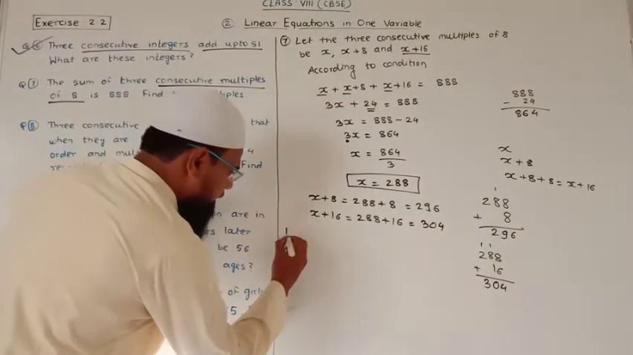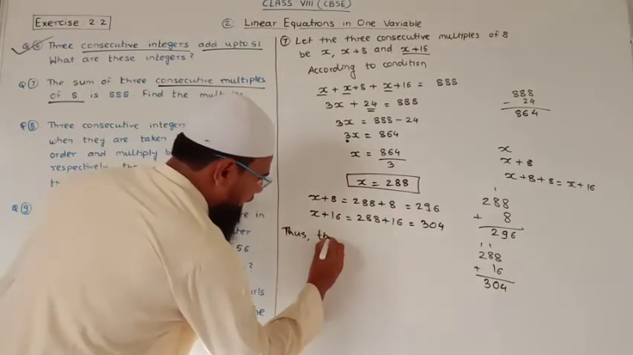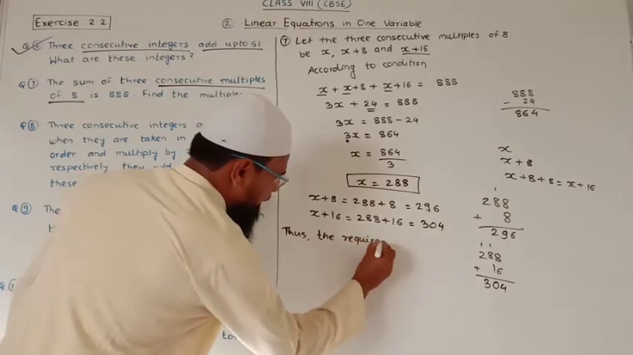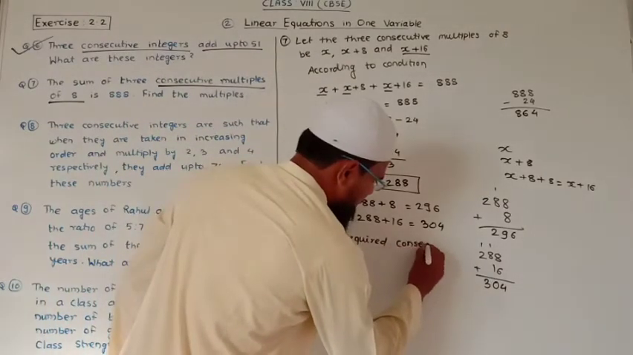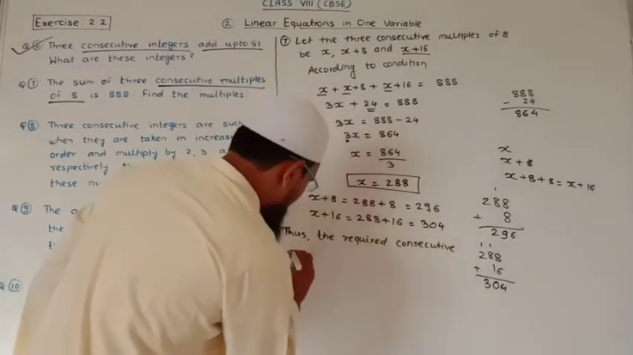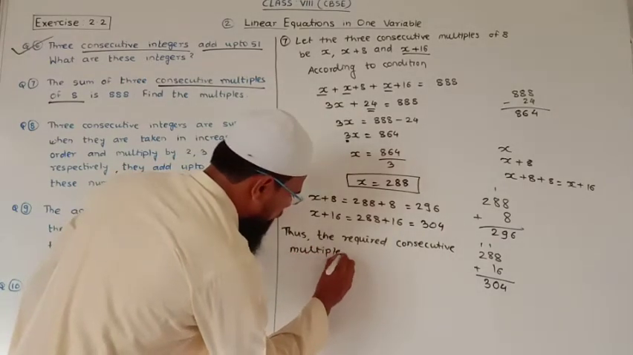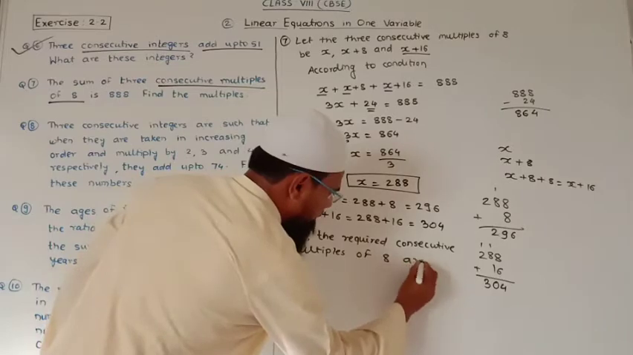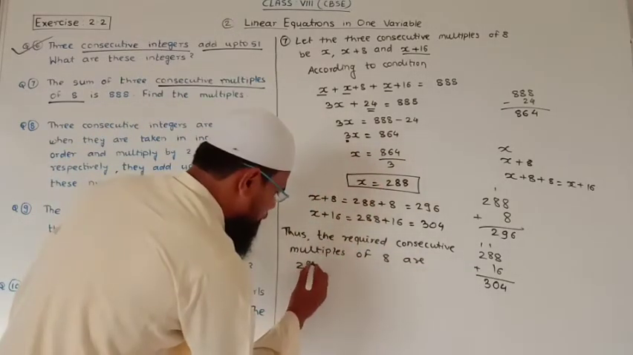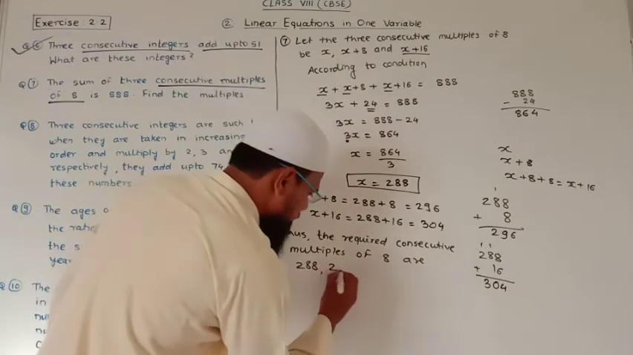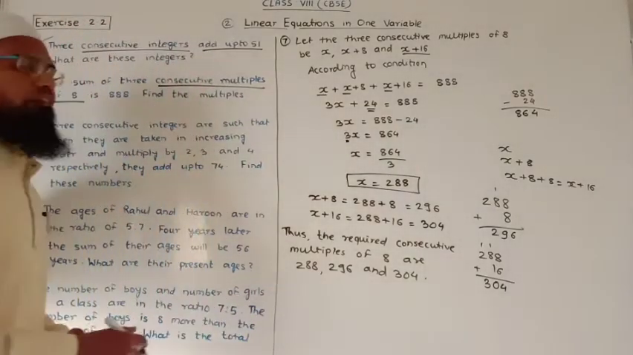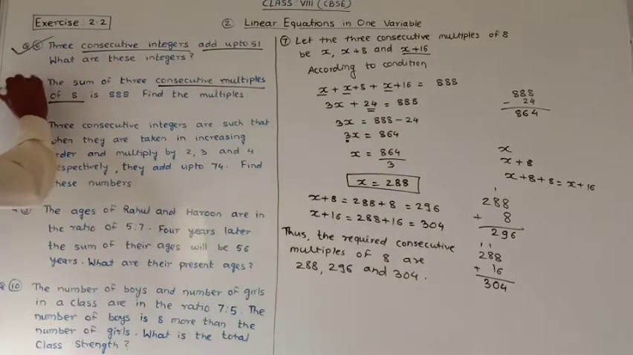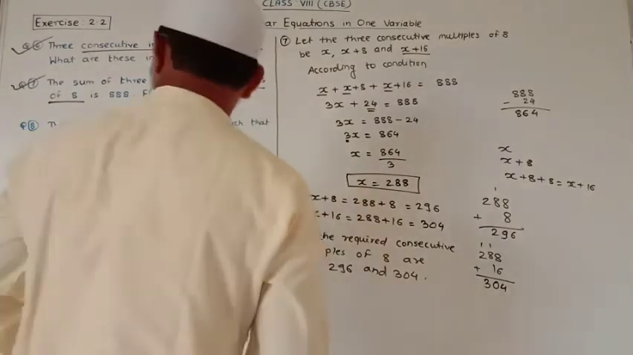So we write here, thus the required consecutive multiples of 8 are, which are they? First is 288, second is 296 and last one is 304. So in this way we completed the question number 7 of exercise 2.2. So come to the question number 8.